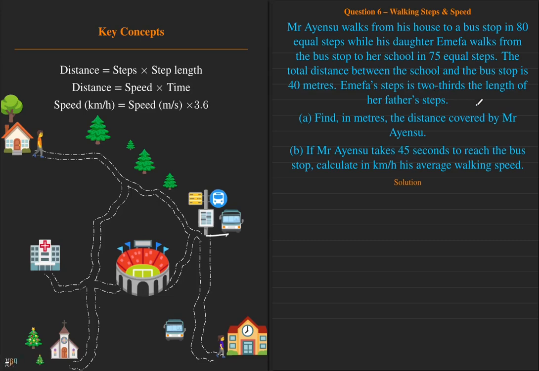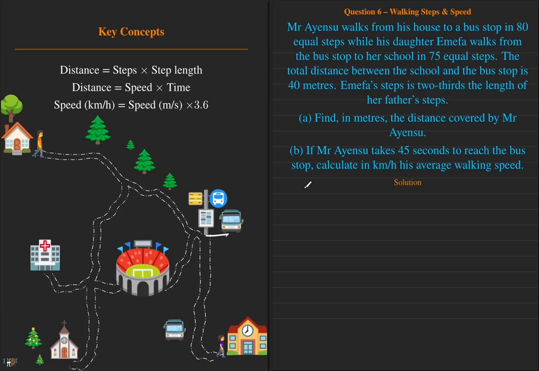Emefa's step is 2/3 the length of her father's step, because Emefa has shorter legs. Her steps are not equal to her dad's. The first question says we have to find in meters the distance covered by Mr. Ayensu, which is from here to the bus stop. And secondly, if Mr. Ayensu takes 45 seconds to reach the bus stop, you have to calculate in kilometers per hour his average walking speed. That is what this question is about.